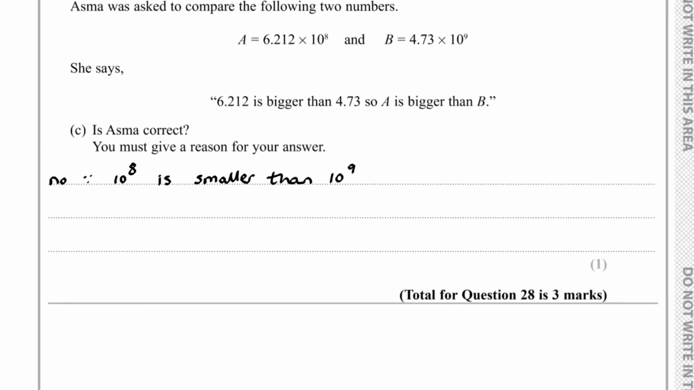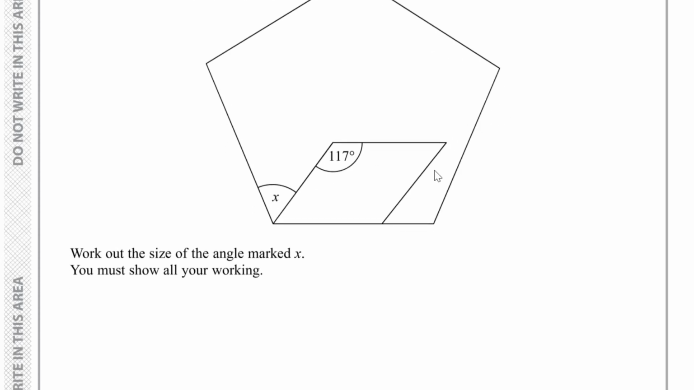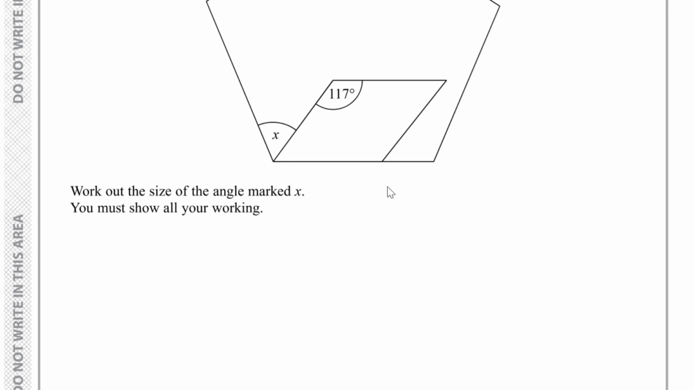Okay, so now for question 29, the diagram shows a regular pentagon and a parallelogram, and we have to work out the size of the angle marked X. Well, over here, we can find out what each interior angle is in the pentagon. So the interior angle is equal to 5 take away 2 times by 180 divided by 5. And if we work this out, we get 108.